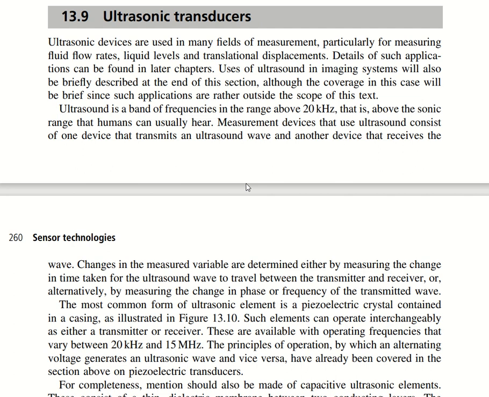In the very previous class, we have discussed different types of sensors. We have discussed all these kinds of sensors based on pressure, force, temperature, flow, and many more. Displacement. You can name any physical quantity.